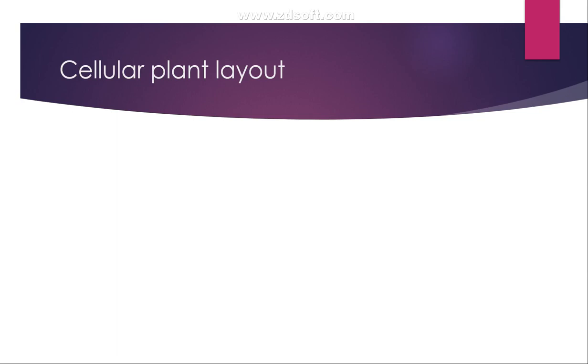In previous sessions we have discussed three different classifications of plant layout, which are fixed, process and product layout. Each has its own advantages and disadvantages with respect to the layout. Okay, so let's see what cellular plant layout is all about and for what industries it is suitable.